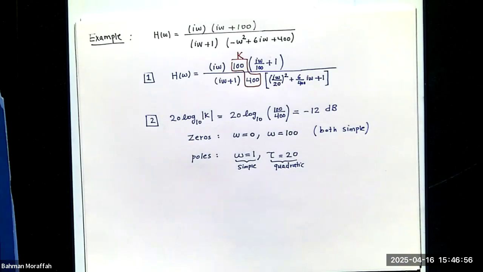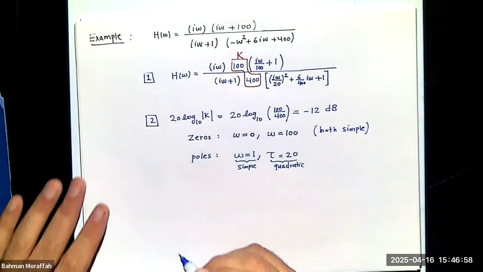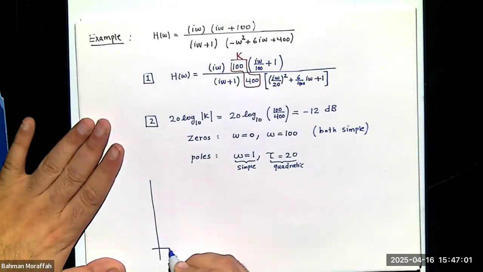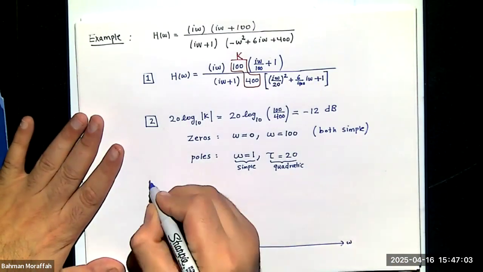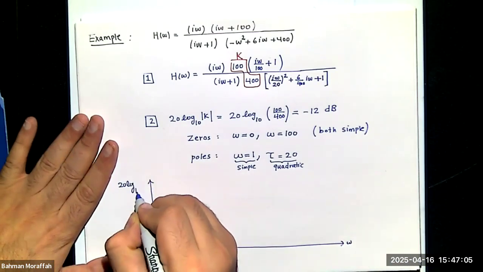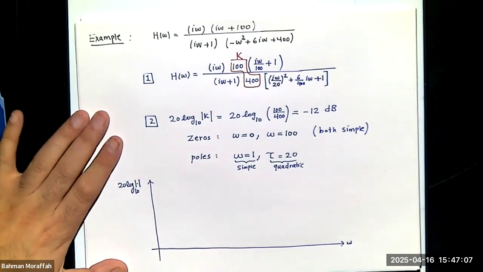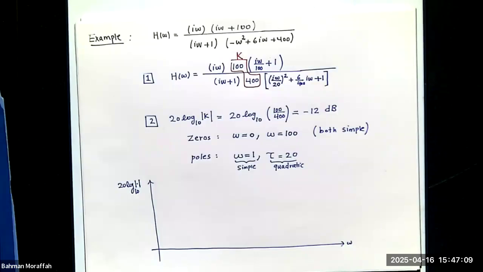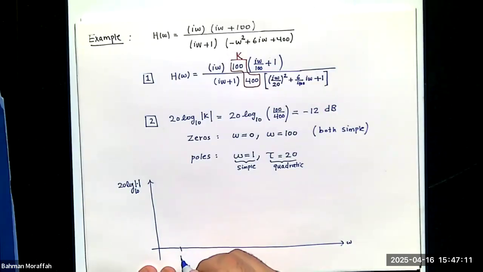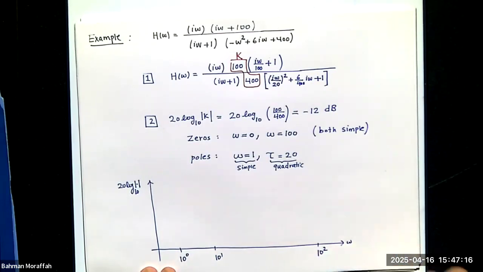Let's just plot it. So I'm going to look at omega, 20 times log 10 of absolute value of H. Again, remember this is 10 to the 0, 10 to the 1, 10 to the power of 2. Let's put down our zeros and poles. Right?